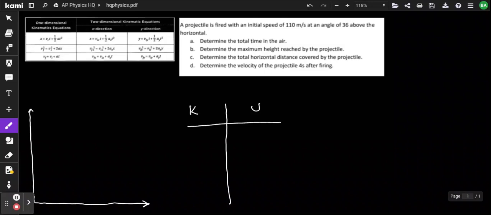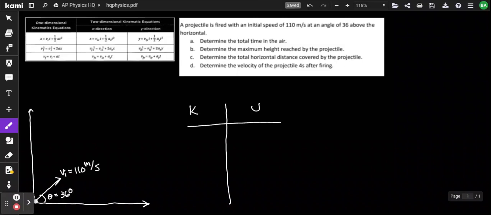So there's a lot going on here, and the best way to break this down is to draw a picture of the scenario and also make a chart of what we know and the variables that we don't know. So starting off, we know that we have a projectile fired with an initial velocity of 110 meters per second and an angle above the horizontal, which is 36 degrees.